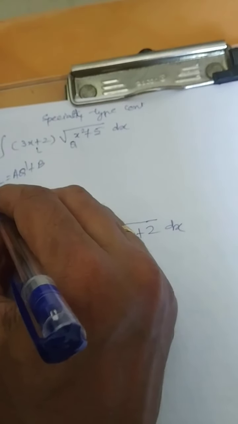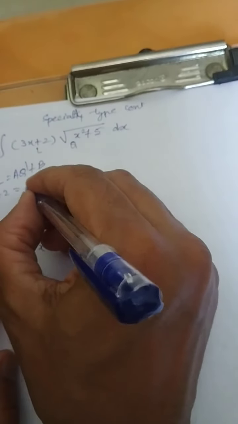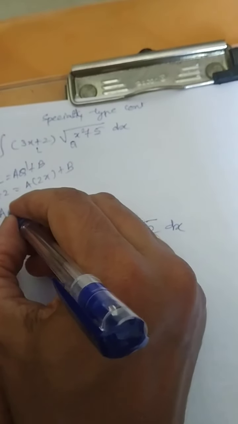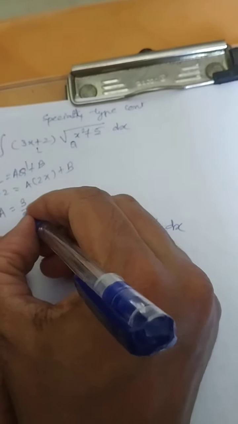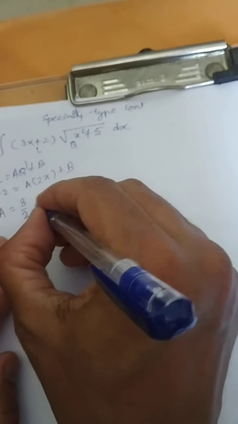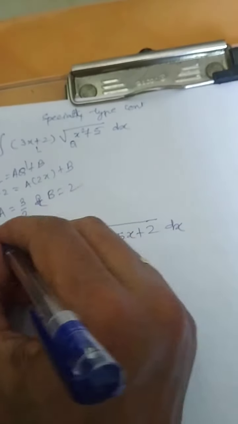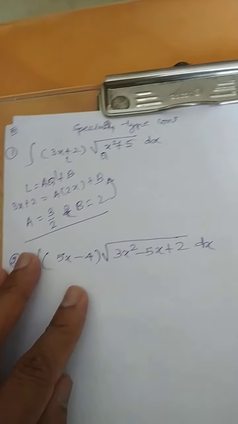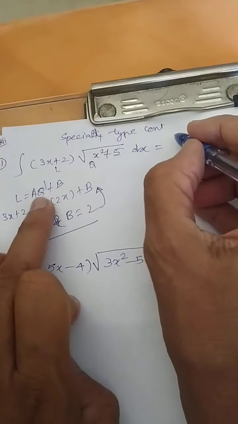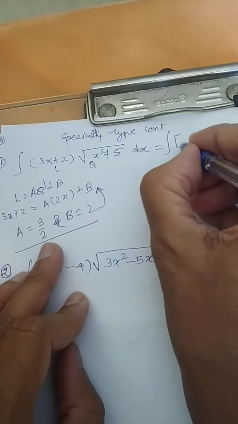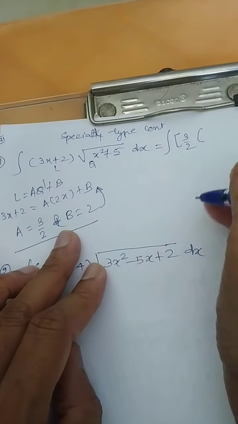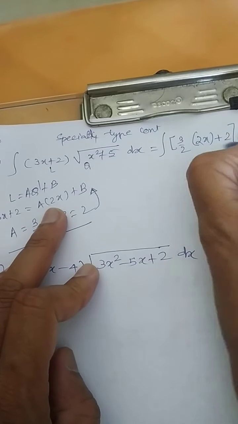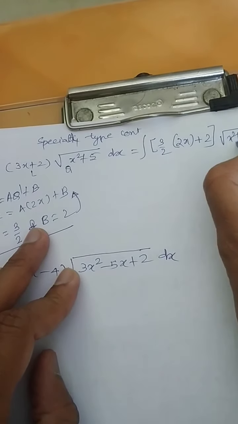So linear here it will be 3x plus 2. A over here will be 2x, and plus b. Simplify: a will be equal to 3 by 2 and b will be equal to 2. So replace this in this expression. The expression can be written as 3x plus 2 is 3 by 2 into 2x plus b, where b is 2, into root under x square plus 5.